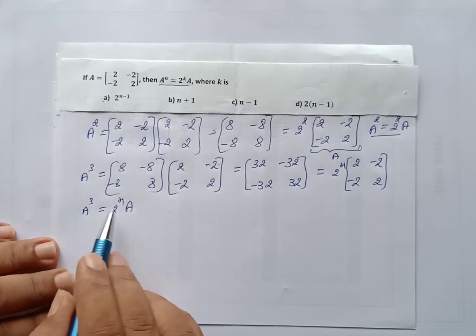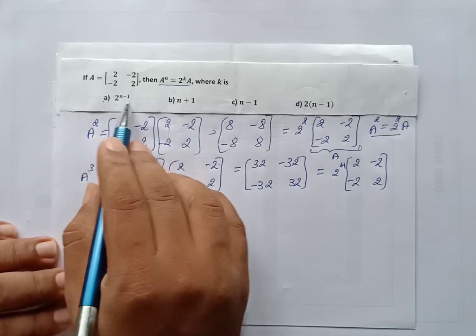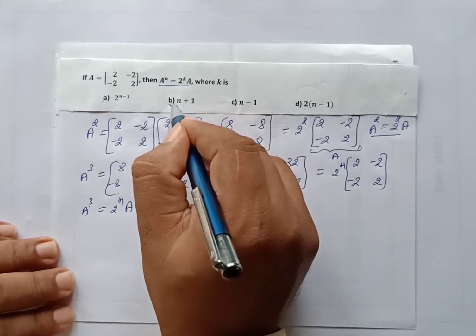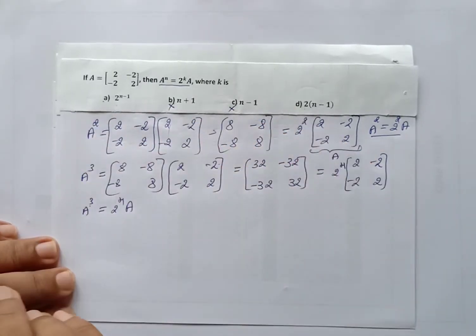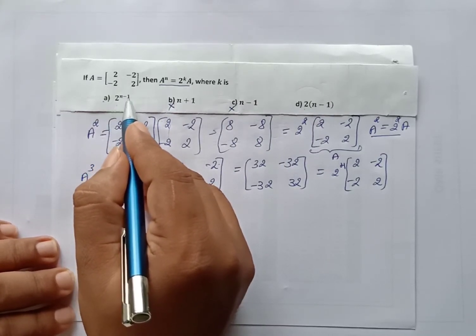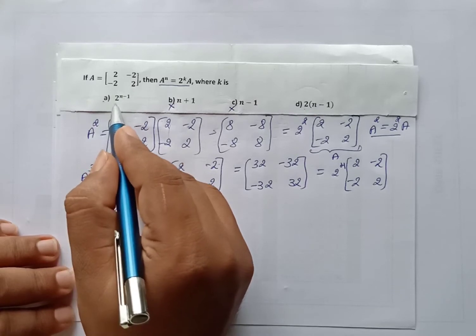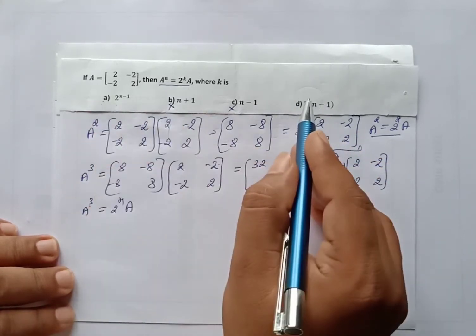So what is the value of k here? 4. What is the value of n? 3. Now substitute n equal to 3. This one and this one, both are not the answer. So substitute in A and substitute in D. If you substitute n equal to 3, 3 minus 1, 2, 2 to the power 2 is 4. From here we are getting 4. 3 minus 1, 2, 2 into 2, 4. Again we are getting A and D as the answer.